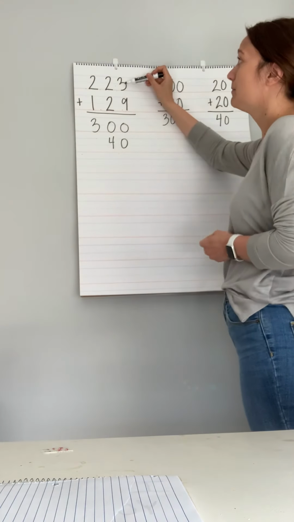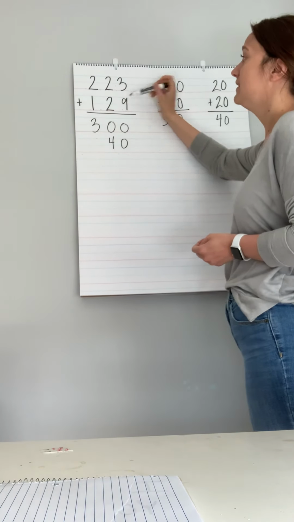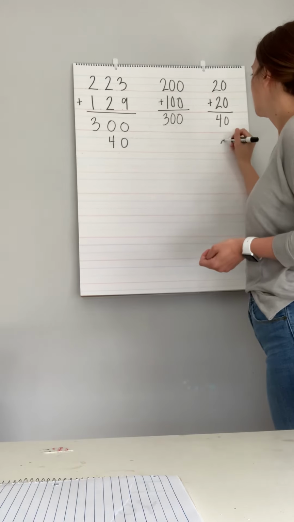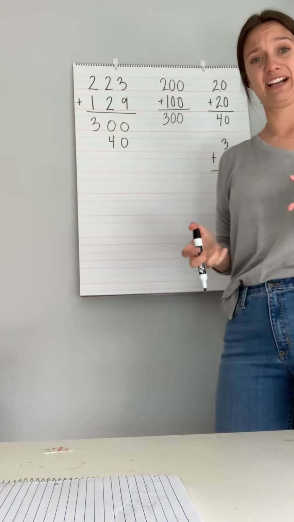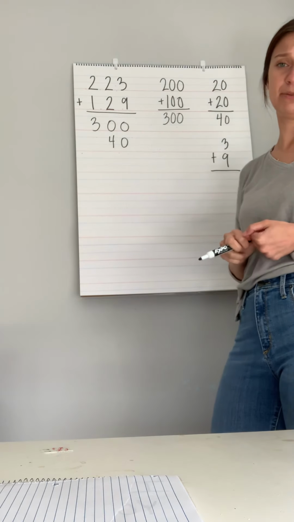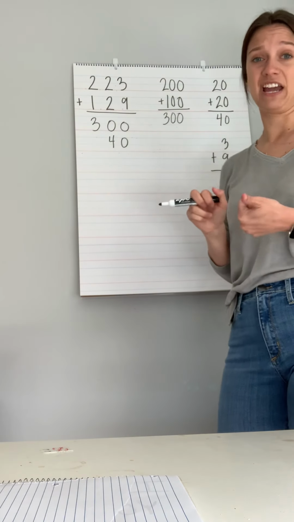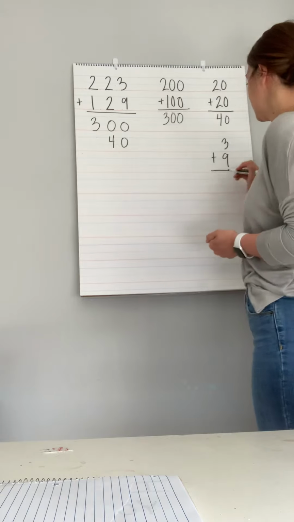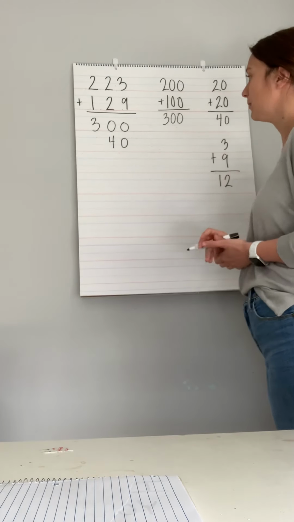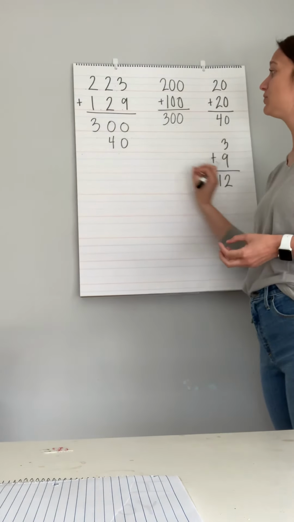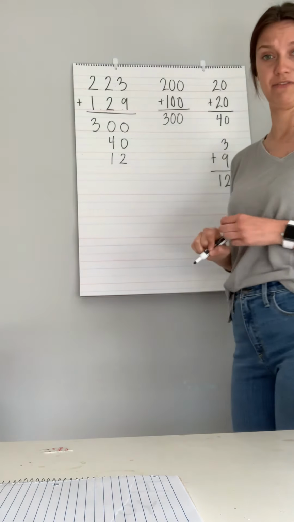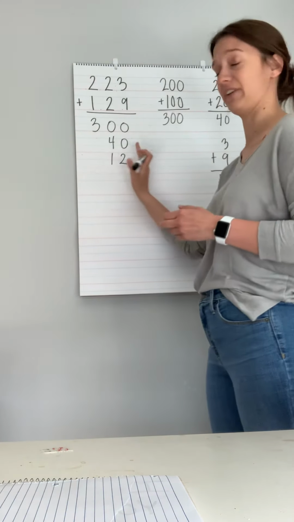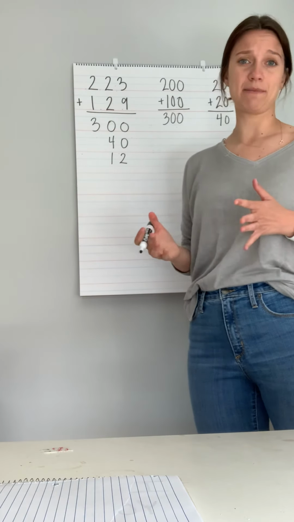And now I'm going to come to my ones. 3 plus 9. Now, I'm going to put it over here just to show you, but 3 plus 9 is a count-on fact that I could do in my head. So 9 plus 3, 9, 10, 11, 12. I know the answer to that being 12. So now I'm going to bring this 12 and put it here. Again, I'm going to keep it in line with the rest of the numbers so that I know that the place values are not changing or I don't get myself confused.